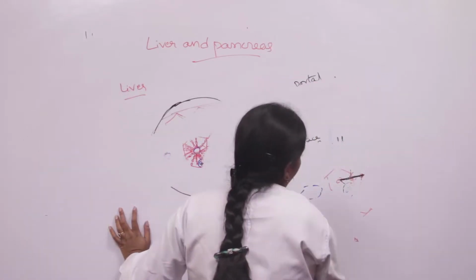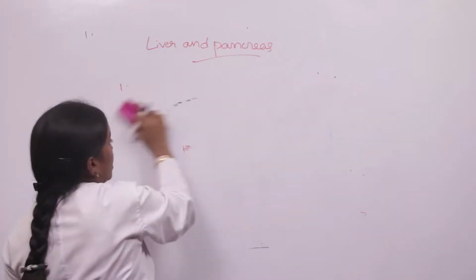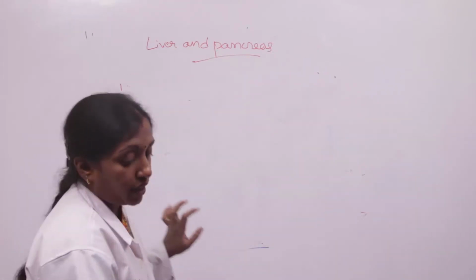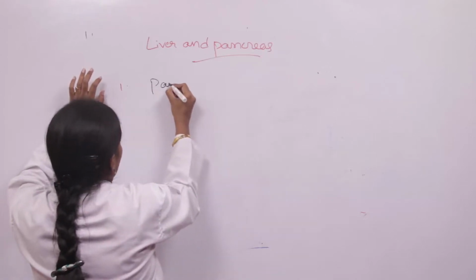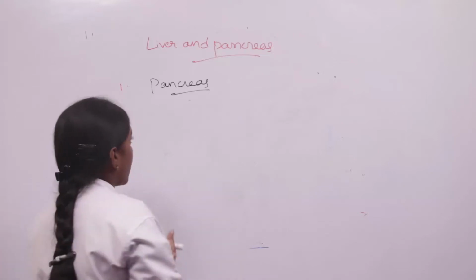And coming to the pancreas. Pancreas is a mixed gland. It consists of both the exocrine part as well as the endocrine part.